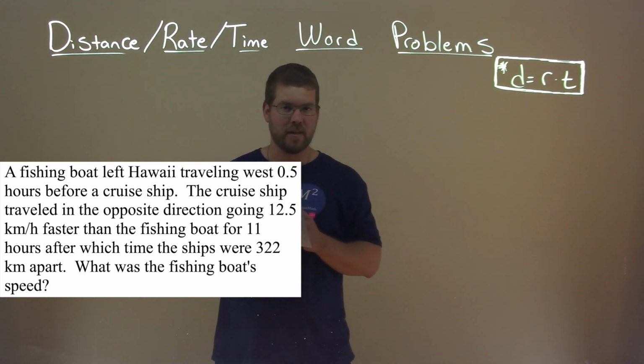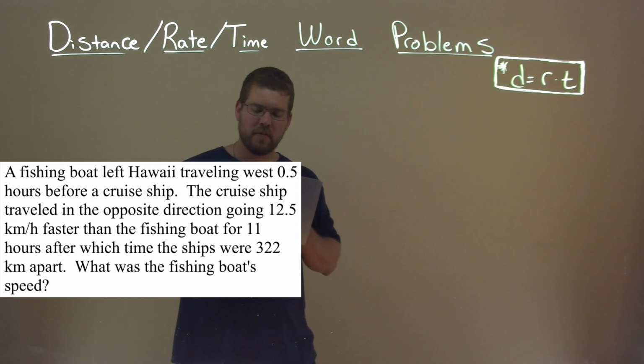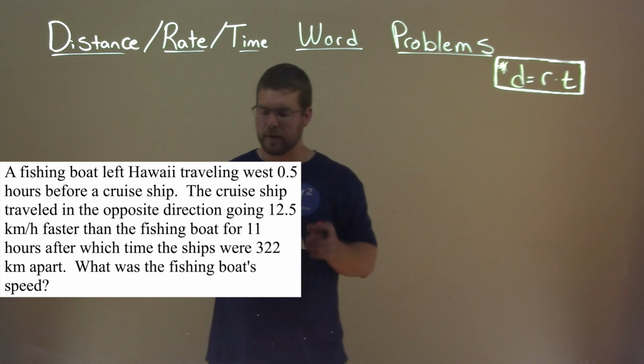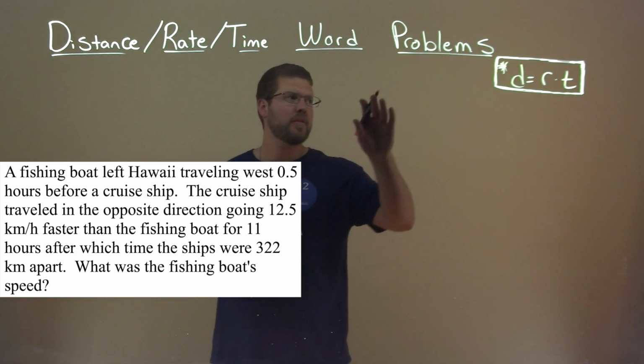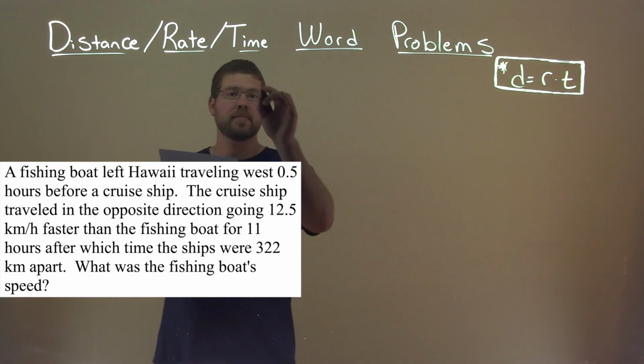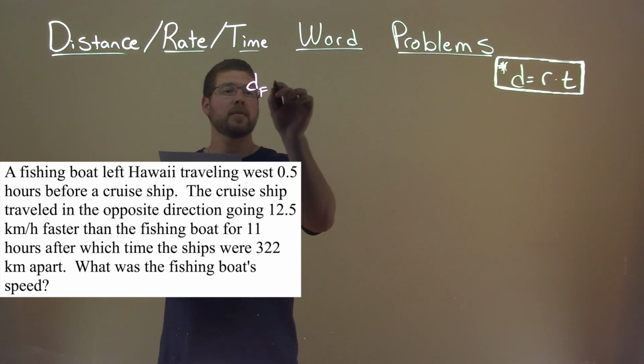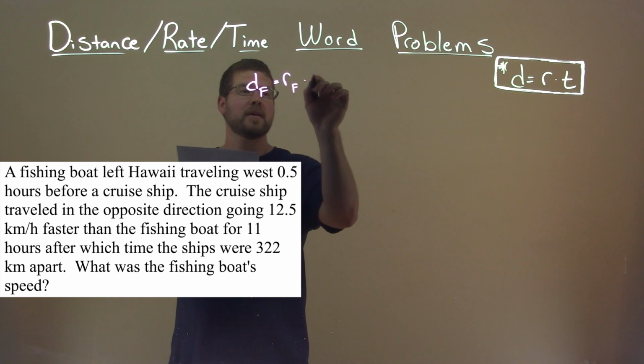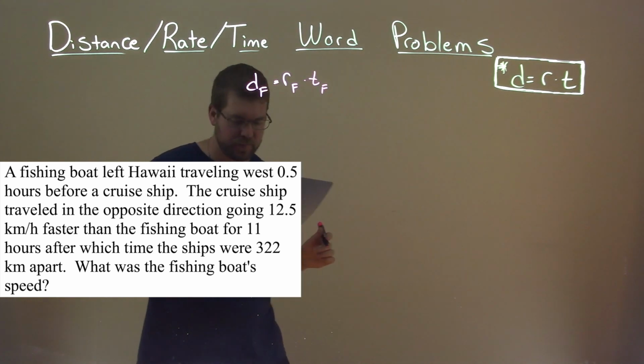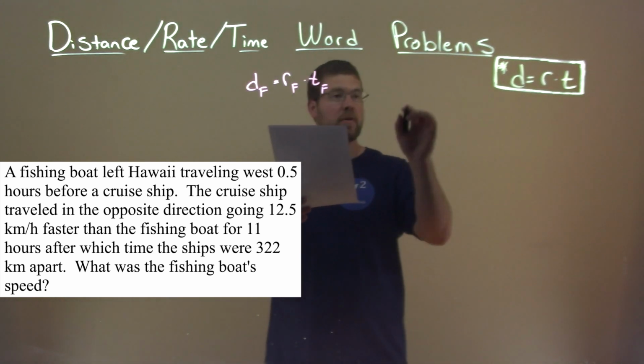A lot packed in that sentence. What was the fishing boat's speed? Okay. Well, we'll start with distance equals rate times time for each one. Distance of the fishing boat is equal to the rate of the fishing boat times the time of the fishing boat. And the same thing then with the cruise ship.